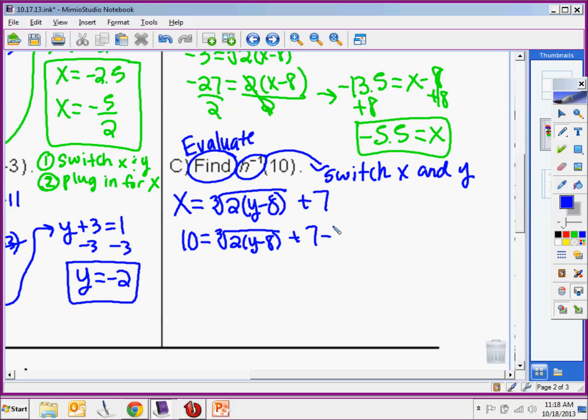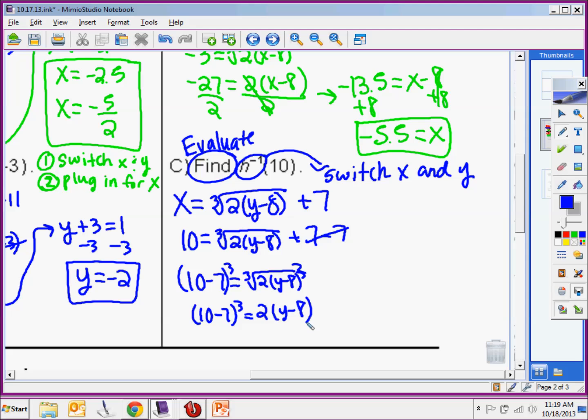Okay, so I'm going to subtract 7. What I do to one side, I have to do to the other, so this side is 10 minus 7 equals the cubic root of 2 times y minus 8. How do we get rid of a cube root? I'm sorry. We cube it. What I do to one side, I have to do to the other. So I'm still with 10 minus 7 cubed now equals 2 times y minus 8.